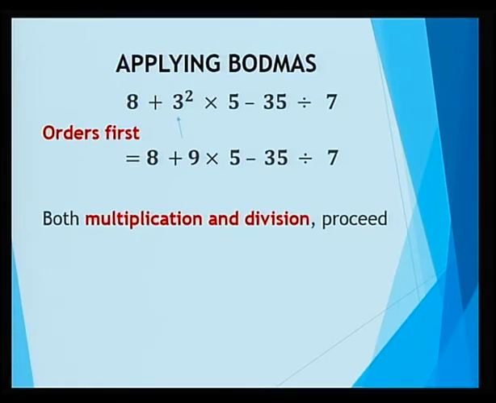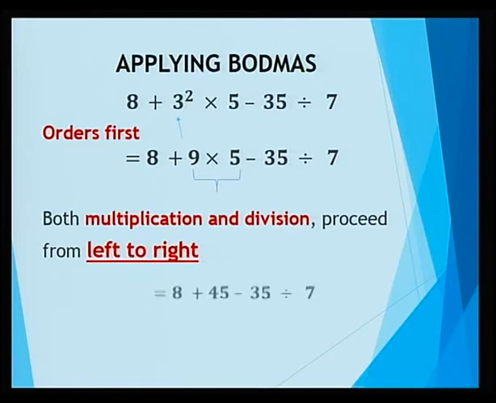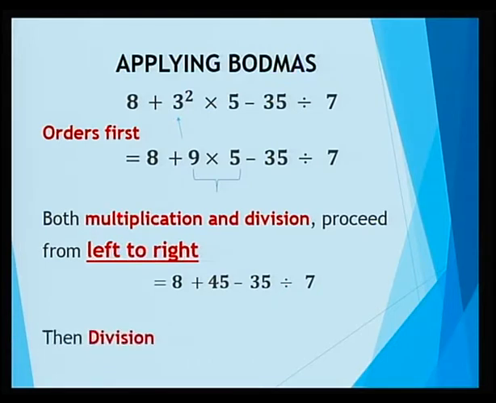Now to the left, you've got 9 times 5. So we'll do multiplication first. 9 times 5, which is 45. So we have 8 plus 45 minus 35 divided by 7. Next step, of course, you will do the division. So the division will be 35 divided by 7. Here, just be careful. You never ever take minus 35 to divide by 7. All right? The negative is an operation, so you take 35 divided by 7, which is 5. Okay? So you've got 8 plus 45 minus 5.